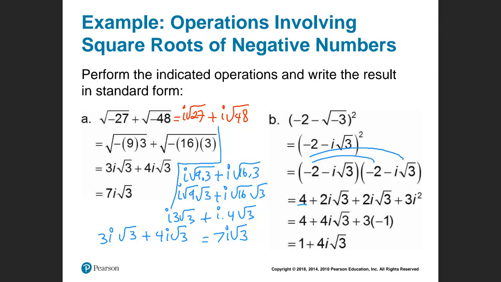Now this one, negative times negative is positive, i times 2 is 2i square root 3. And negative times negative is positive, square root 3 times square root 3 becomes 3, and i times i is i squared. Now combine like terms in the middle: 4i square root 3, plus 3 times i squared, and i squared becomes negative 1, so that is negative 3. So 4 minus 3 is 1, plus 4i times the square root of 3. This is the answer for B.